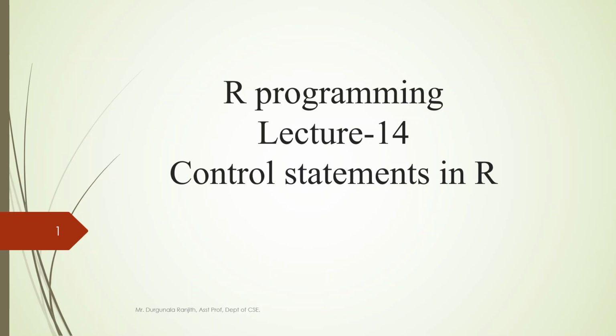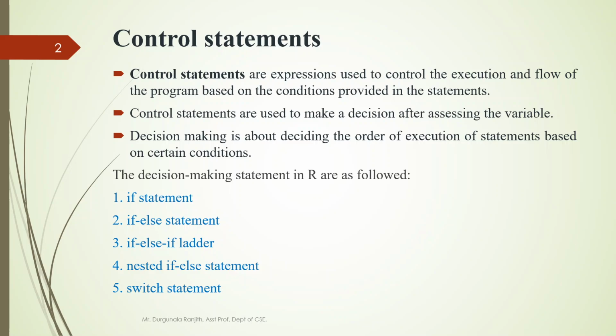So in this video we are going to discuss the control statements in programming. Normally in C, C++, Java and Python, each programming language has control statements. These control statements are helpful to control the execution flow of the program. Also, they are used to take decisions. So these are the two main functionalities of control statements.